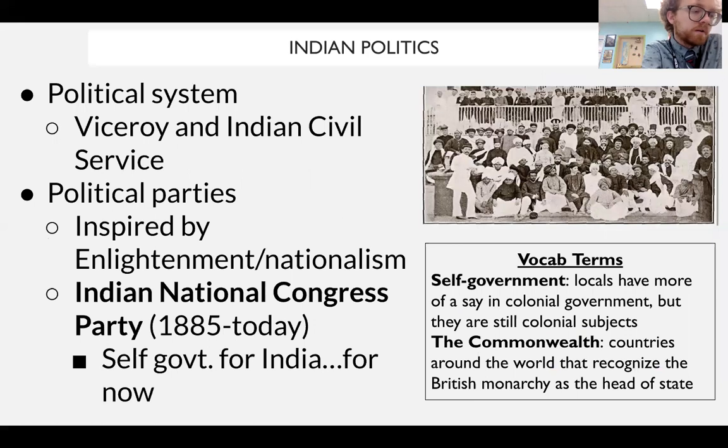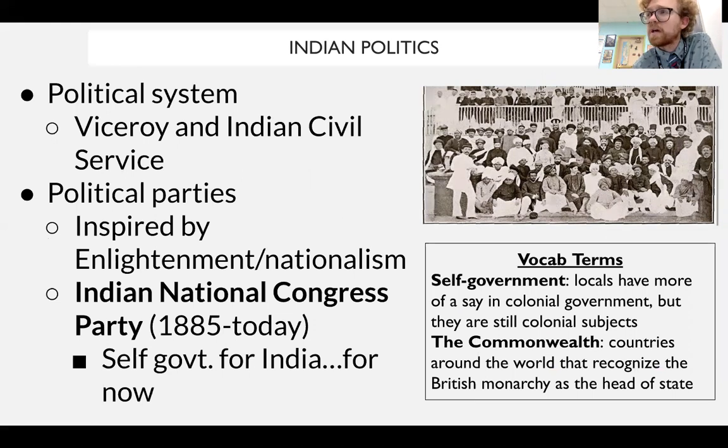Well, what does the political system look like in India? It goes back to the idea of the British having absolute power in India. The British allow a degree of self-government. They have something known as the Indian Civil Service, which is essentially made up of middle-class Hindus. It is largely made up of prominent locals in India.